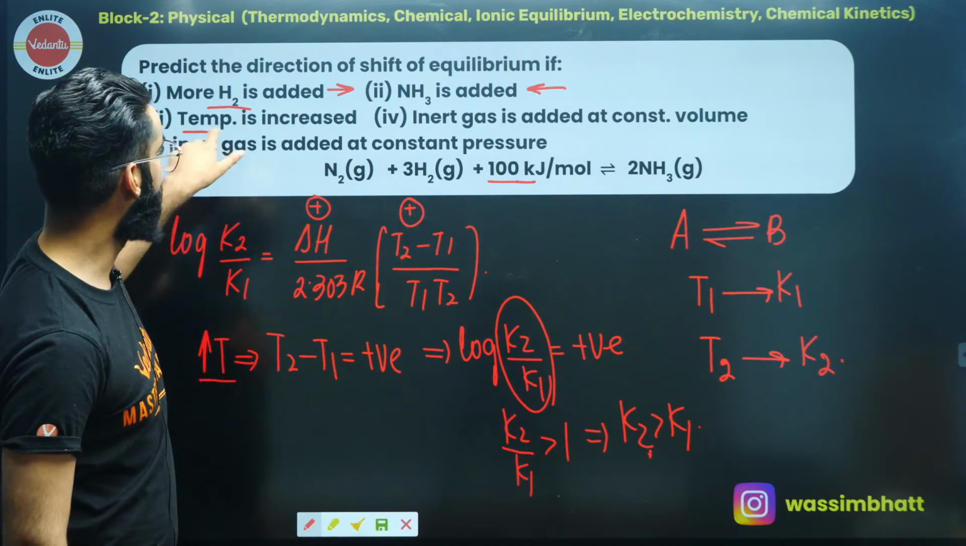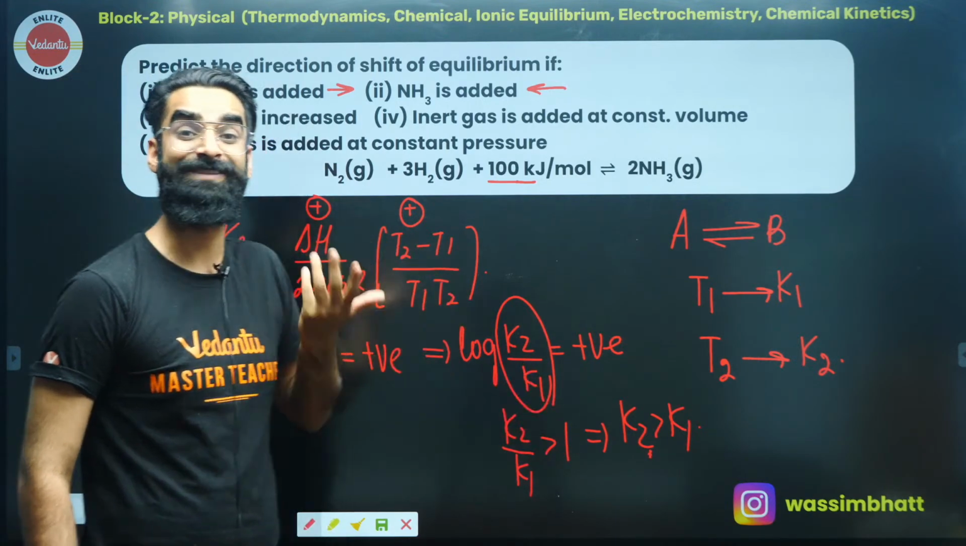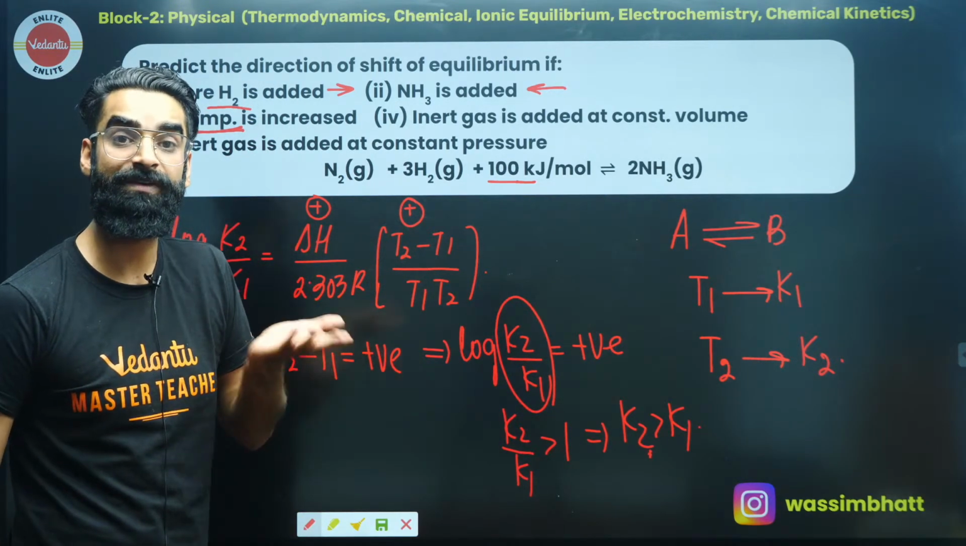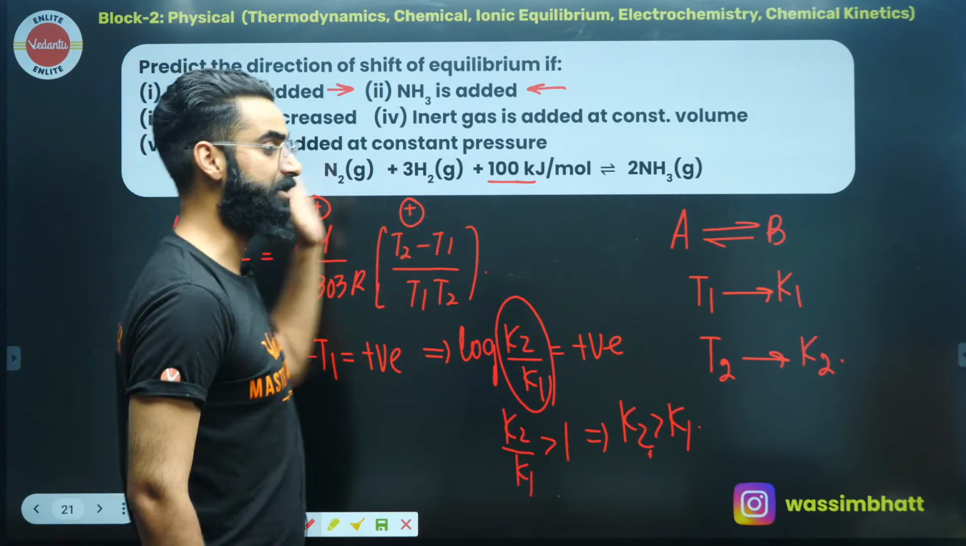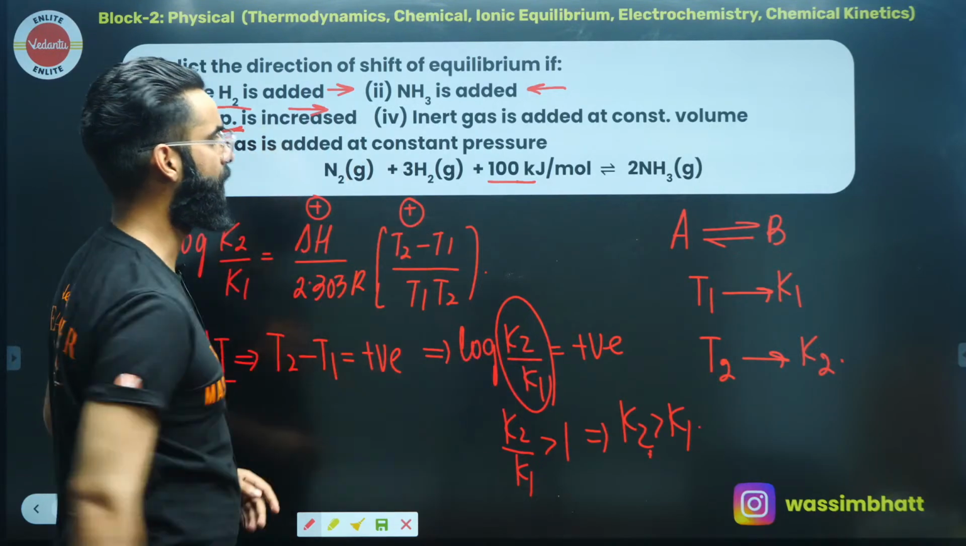Now, when temperature is increased, we are increasing the temperature. What will happen to the equilibrium constant? Equilibrium constant will increase. And how will the equilibrium constant increase? When the equilibrium shifts forward, right? So this is going to be the forward direction, right? This is going to be the forward direction.